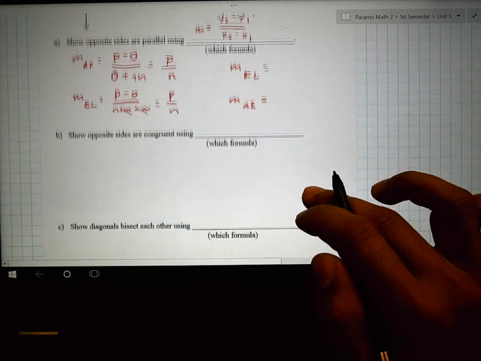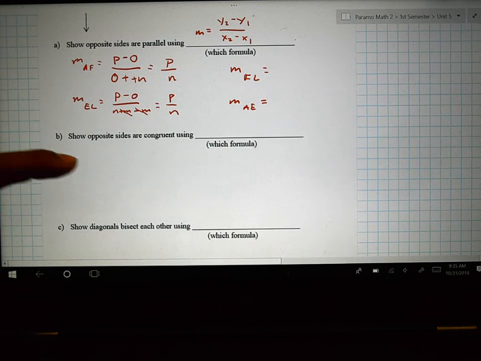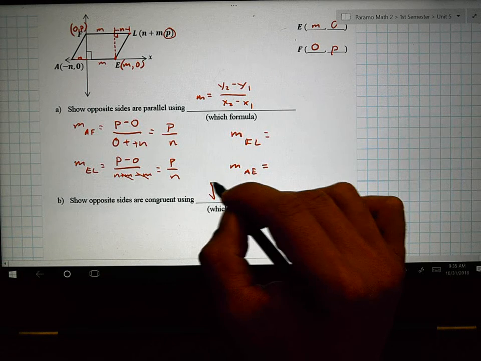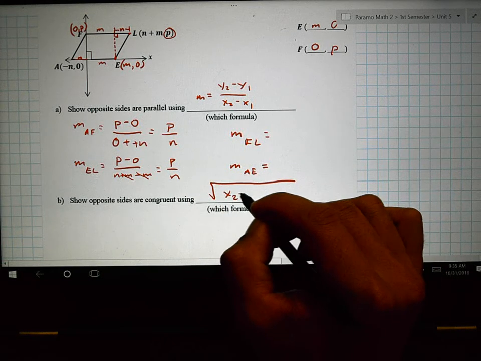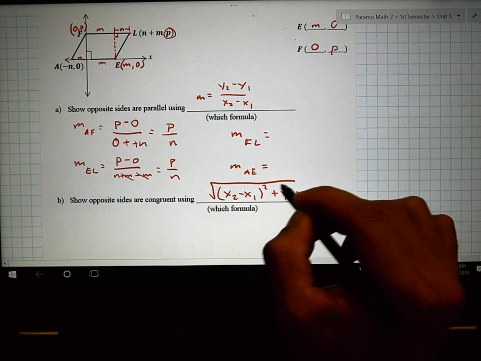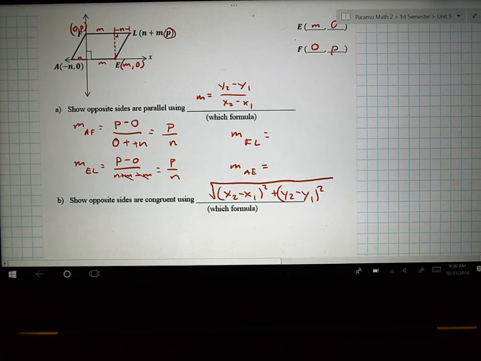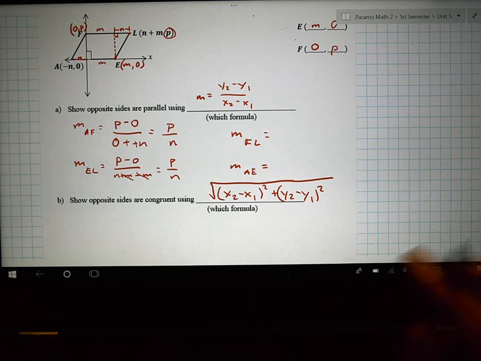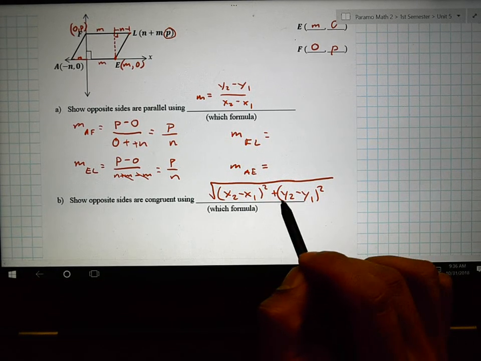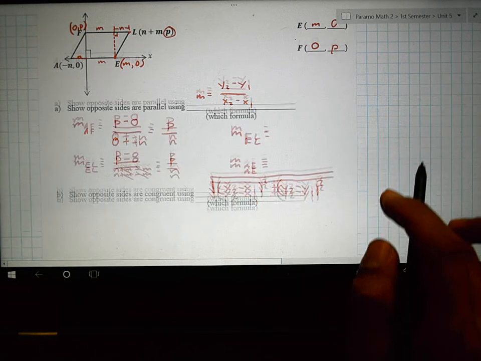Let's do part B. Show the opposite sides are congruent using the distance formula. Square root of x2 minus x1 squared plus y2 minus y1 squared. That's our formula. Now, how does that work? That works the exact same way, except we have to subtract our x's, put it in parentheses squared, and we have to subtract our y's, put it in parentheses squared. So let's look at that.